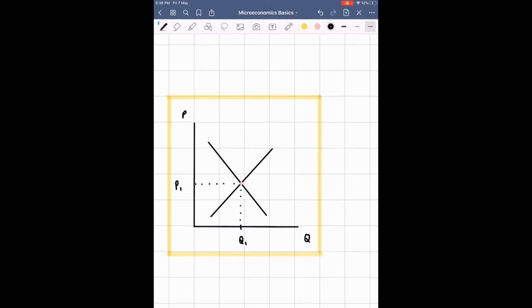Now, where is the equilibrium point? Or rather, what is the equilibrium point? The equilibrium point is the intersection between the market supply and the market demand curve. And this is the pink point over here. So our objective is to find the equilibrium price P1 and equilibrium quantity Q1 at this particular pink point.